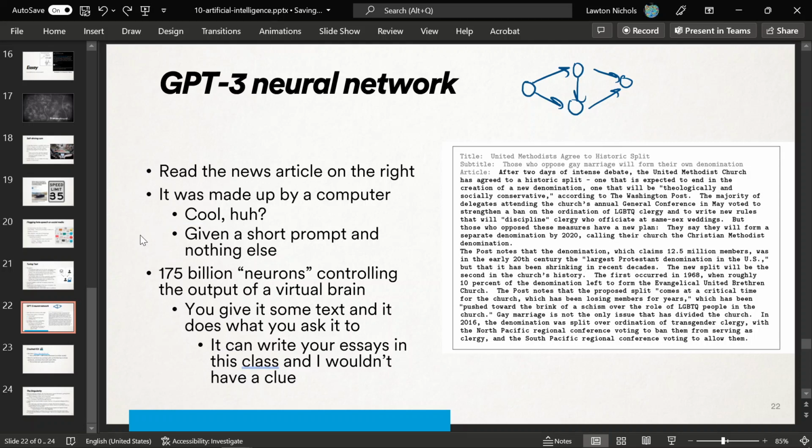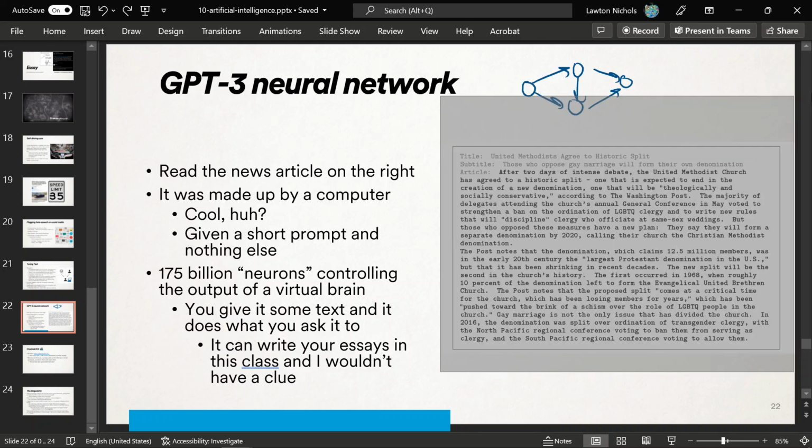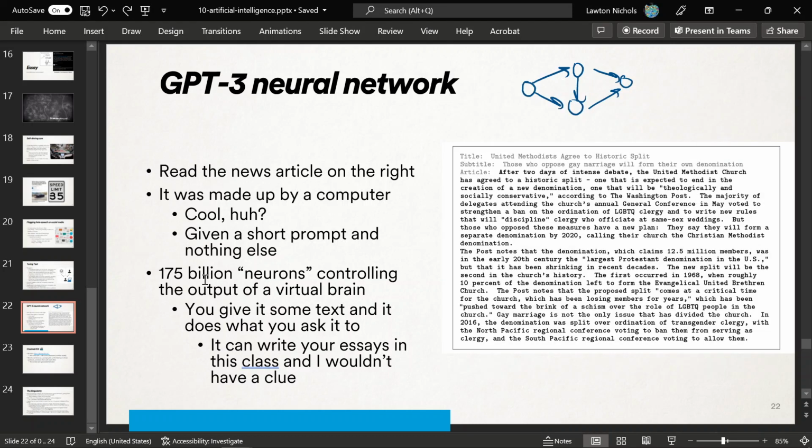This neural network was trained on ridiculous amounts of text-based information, like all of Wikipedia, every news article ever written in the New York Times, things like that. They trained it on a huge amount of data, and it can write and follow its thoughts. It doesn't ever get off track, which is really cool. It has 175 billion virtual neurons controlling the way that it's outputting this text. You input a little prompt, and it gives you back the answer.